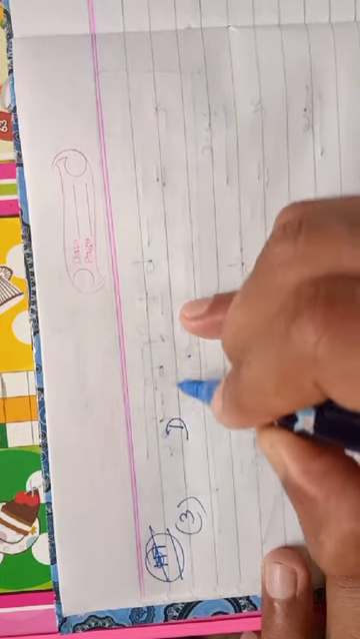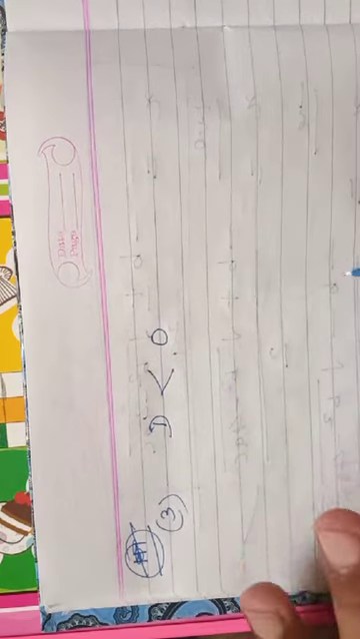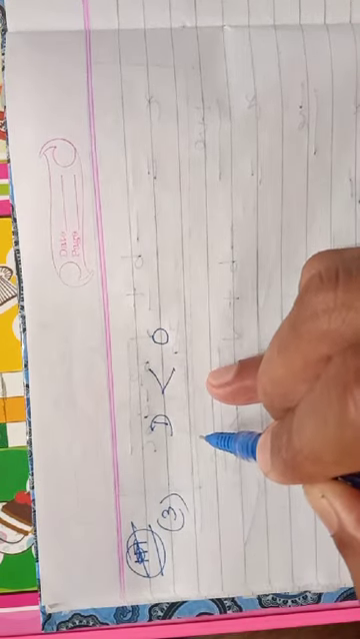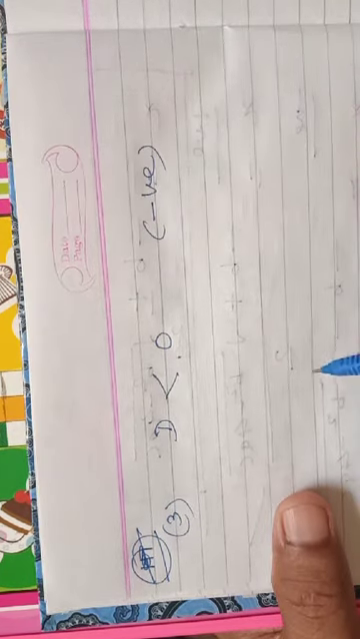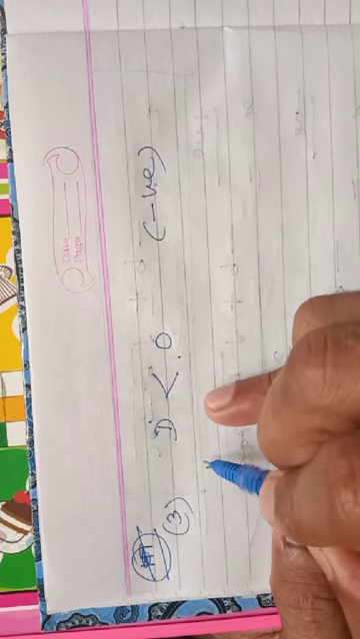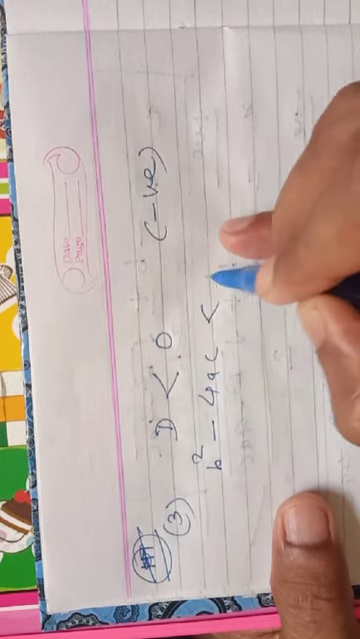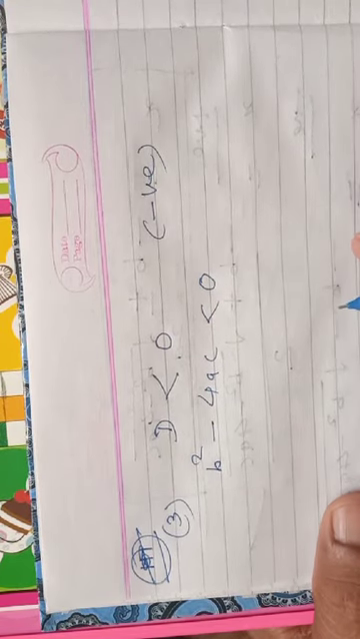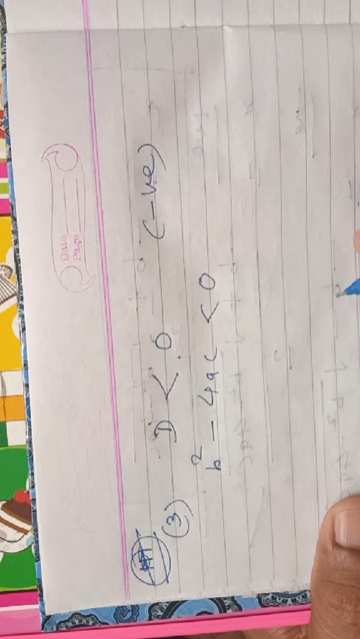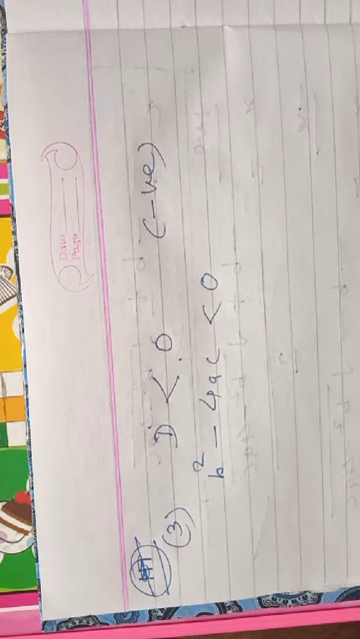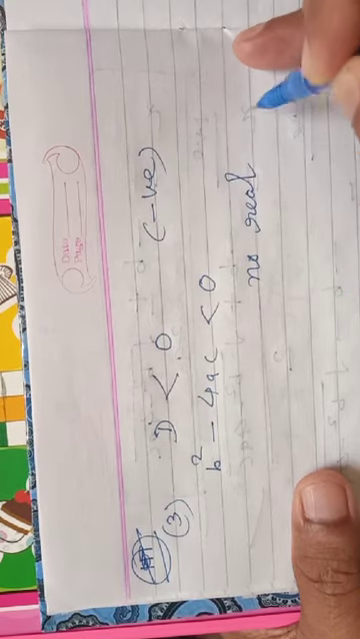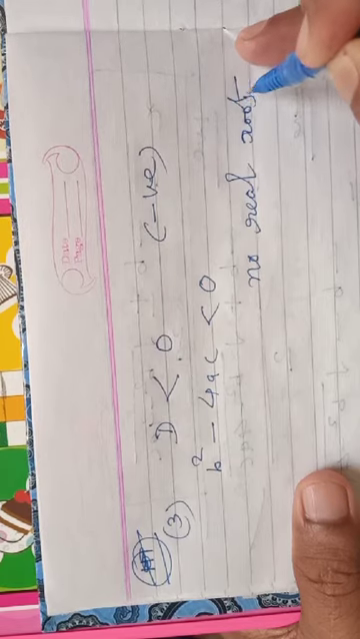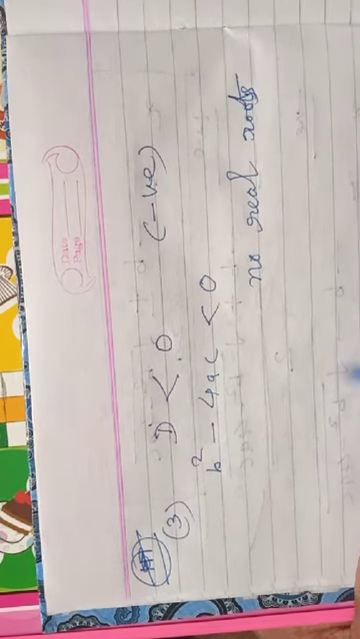In the third condition, if d less than 0, it means the value of discriminant will be negative. It means b square minus 4ac less than 0. Then you can say the quadratic equation has no real roots.